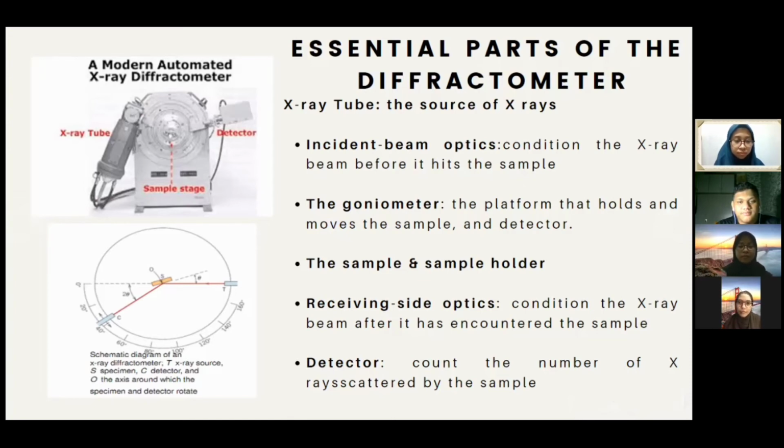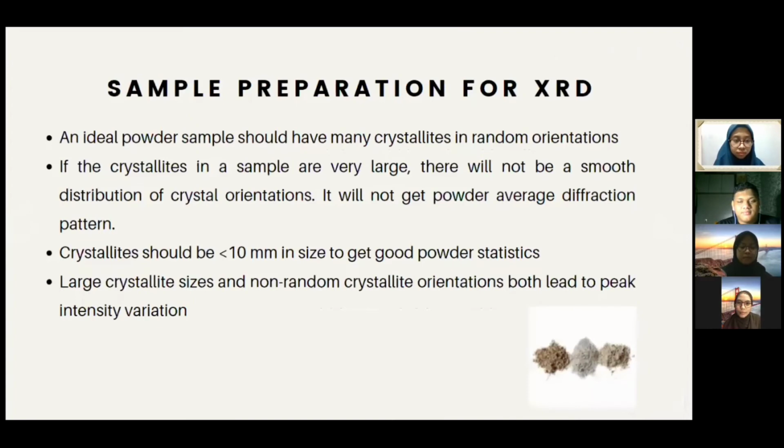The next is the sample preparation for XRD. Firstly, an ideal powder sample should have many crystallites in random orientation. Secondly, if the crystallites in a sample are very large, there will not be a smooth distribution of crystal orientation, and you will not get a powder average diffraction pattern. And thirdly, crystallites should be less than 10 micrometers in size to get good powder statistics. And lastly, large crystallite size and non-random crystallite orientation both lead to peak intensity variation.